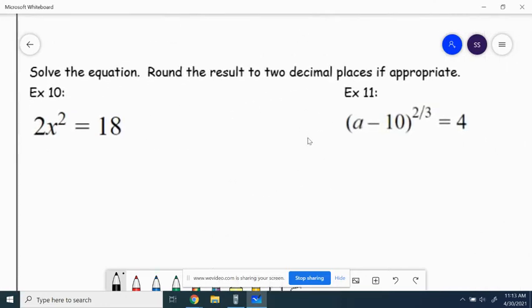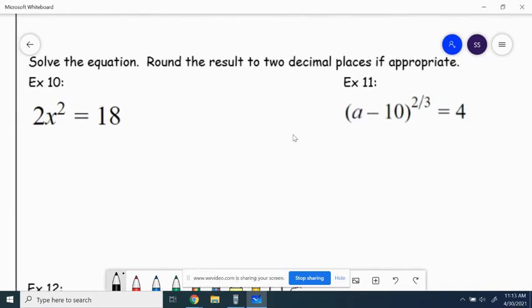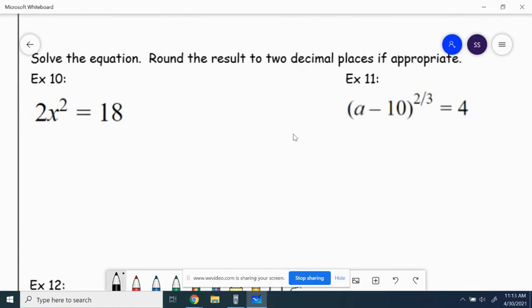All right, solve the equation and round to the nearest 2 decimal places. Okay, so for number 10, we've got 2x squared equals 18. So the first thing I want to do is get this coefficient equal to 1. So I'm going to divide by 2 on both sides. So I'm left with x squared is equal to 9.